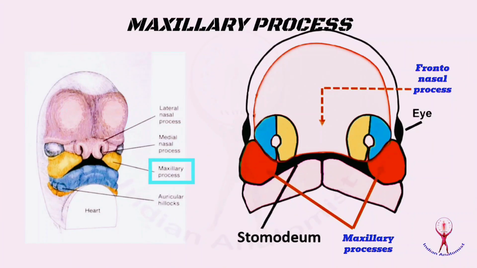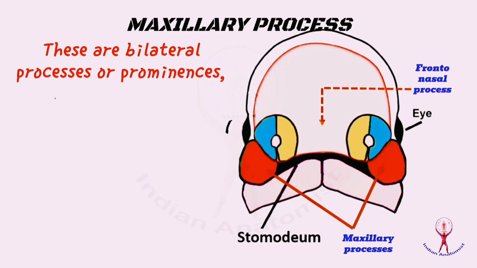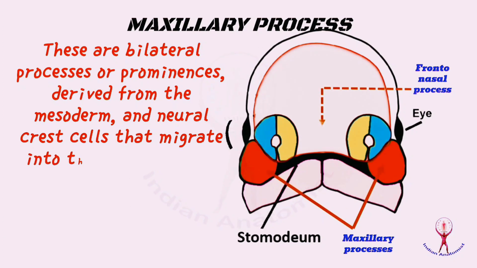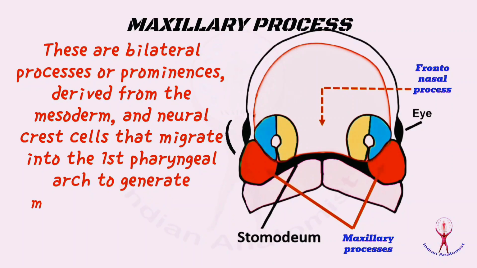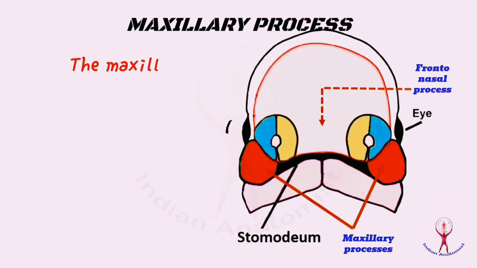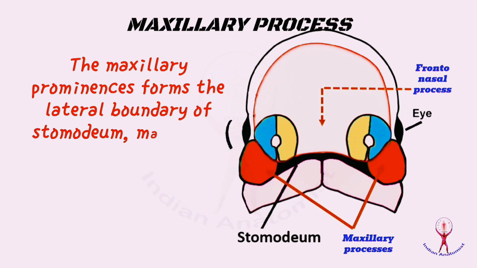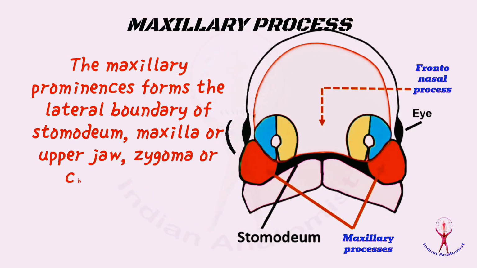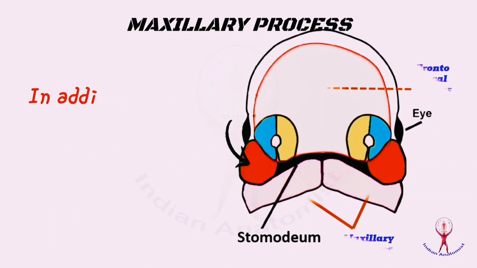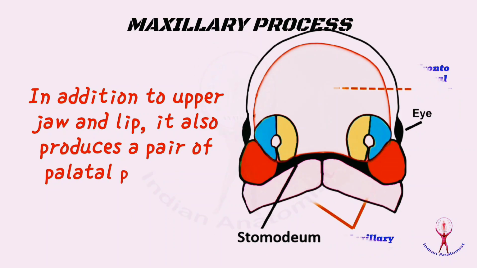Coming to the maxillary process, these are bilateral processes or prominences, derived from the mesoderm and neural crest cells that migrate into the first pharyngeal arch to generate maxillary mesenchyme during the fourth week of development. The maxillary prominences form the lateral boundary of the stomodeum, the maxilla or upper jaw, the zygoma or cheekbone, and the squamous portion of the temporal bone. In addition to the upper jaw and lip, it also produces a pair of palatal processes.